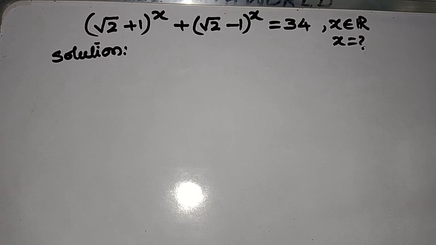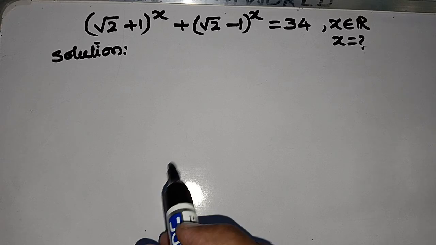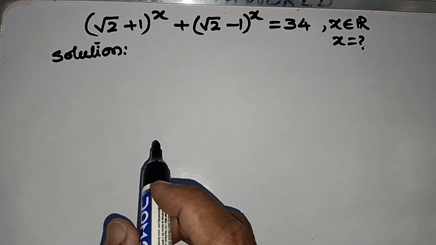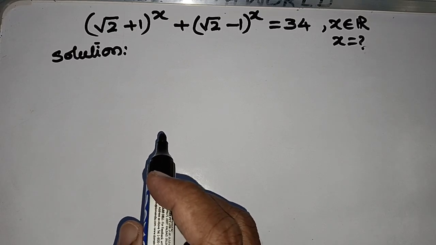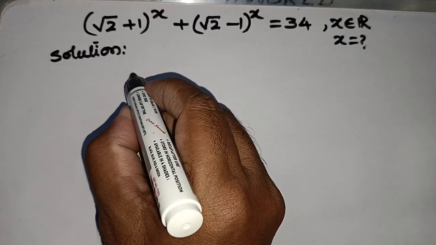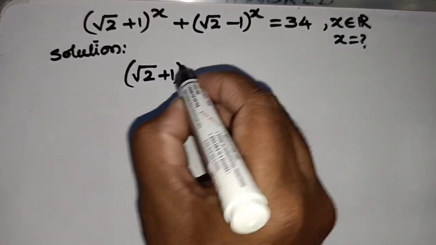Today we are going to solve an interesting exponential problem. (√2 + 1)^x + (√2 − 1)^x is equal to 34, where x is a real number, and we have to find the possible values of x.